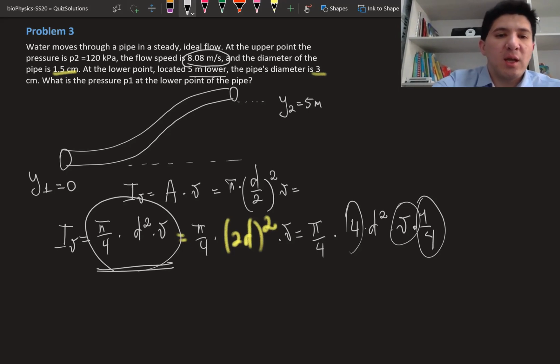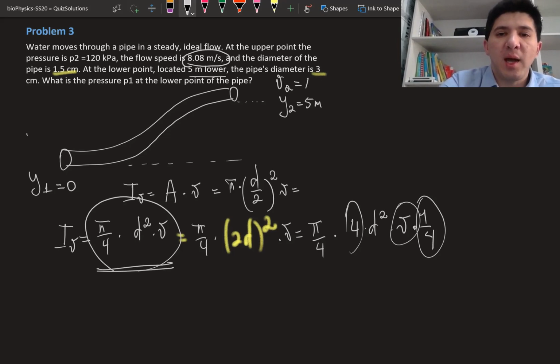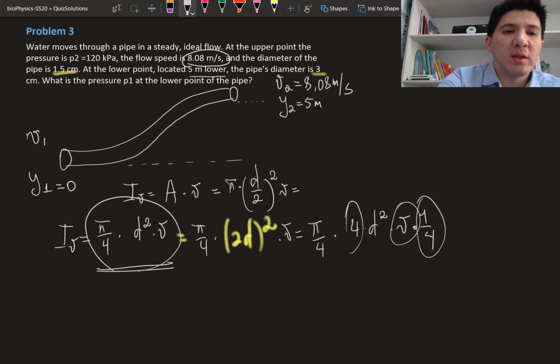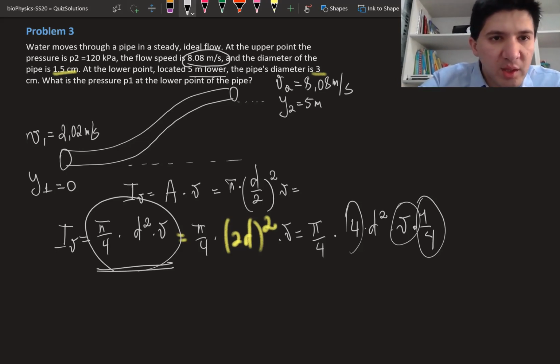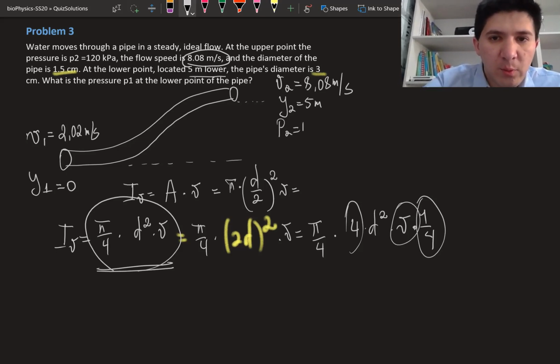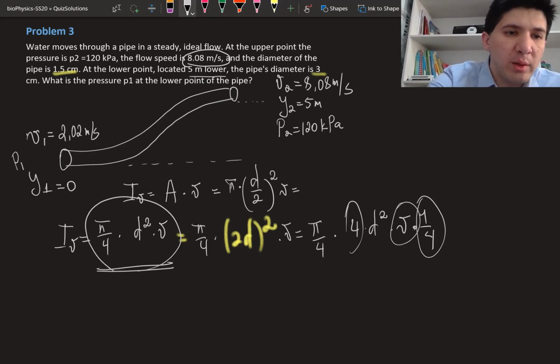So the velocity at a higher point, let's say v2, is equal to 0.8 meters per second. Then the velocity at this point is going to be equal to 0.02 meters per second, because the velocity changes only when I change the cross-sectional area of the pipe. If I decrease this, then the velocity is going to increase. Also we are given that the pressure at the higher point is equal to 120 kilopascals, and what is going to be the pressure P1 here?